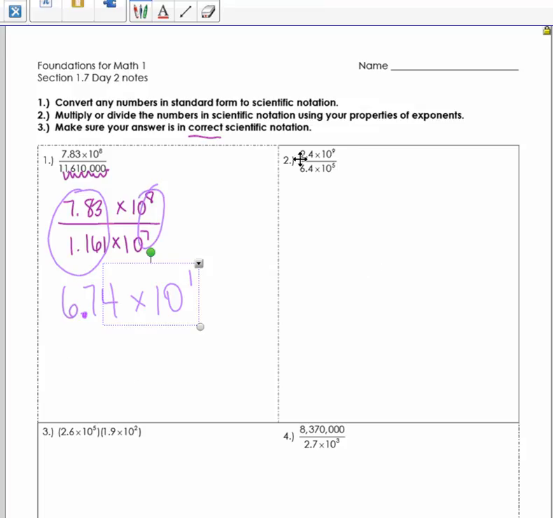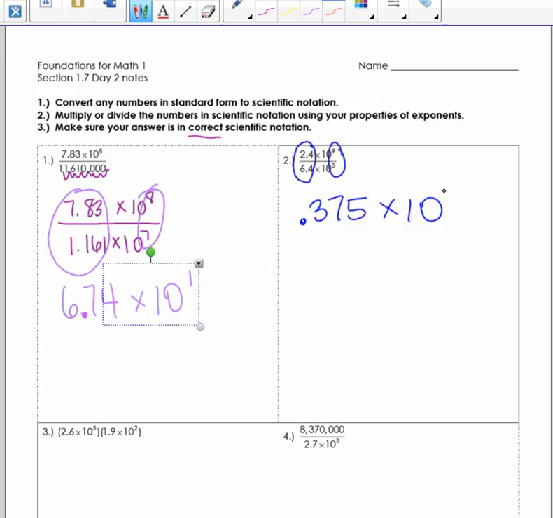Same thing over here. If you look at number 2, we're dividing again. The nice thing about number 2 is we can skip that first step of converting because they're both already in scientific notation. So we're just going to go right into dividing those. So 2.4 divided by 6.4 gets me 0.375 times 10. You're going to subtract your exponents. 9 minus 5 is 4.